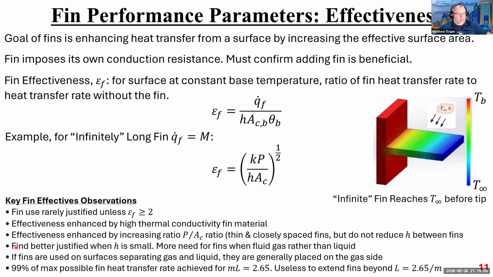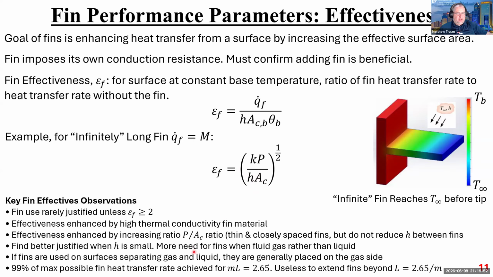So what's this point? Fins better justified when h is small. Oh, this should say fin. Fin, better justified when h is small. And so more need for fins when the fluid is gas rather than liquid, right? So I'll fix it, that's a typo. You can see here, when h is small, effectiveness is big. And so in a world where you're dealing with natural convection, or if you've got forced convection but a really wimpy low velocity fan or something like that, it's actually better to use fins because the effectiveness goes up in those situations.